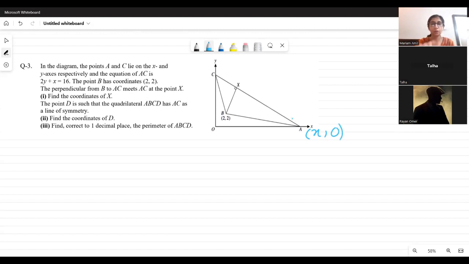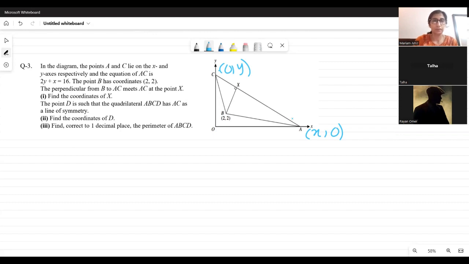That's correct. What about C? That's lying on the y-axis. So x would be 0. Yes, good. So it has 0 comma y. 0 comma y, yes, 0 comma y is correct, because its x is 0 and it has a certain height, so there's some value for y. So 0 comma y.